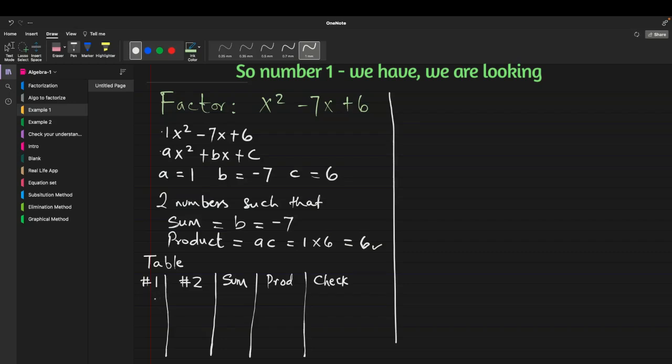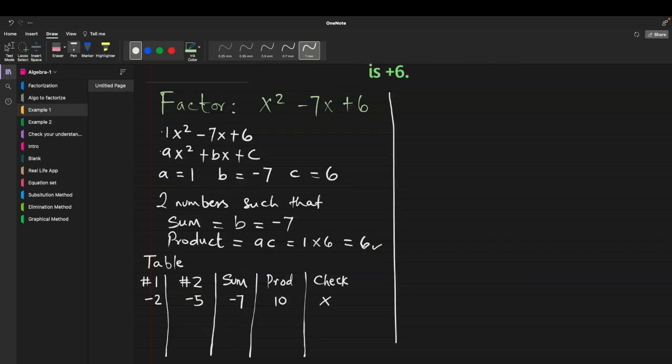So number one, we are looking for two numbers such that their sum is minus 7. What quickly comes to mind right now is minus 2 and minus 5. And the sum of both of them is definitely minus 7. But the product of minus 2 and minus 5 is 10. So that test was not passed, okay? The product we're looking for is plus 6.